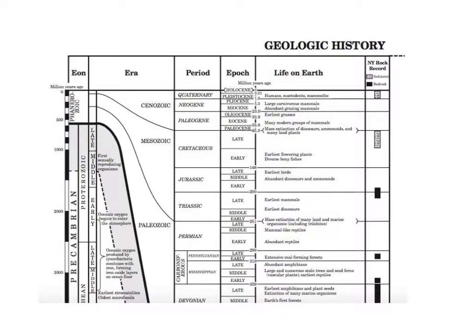The last column on page 8 is the New York rock record. This shows us when the rocks were deposited in New York State. For example, rocks were deposited here during the Pennsylvanian time period. Sometimes we call it the Carboniferous time period. We can also see that not only is it showing us where bedrock is, it's also showing us where the sediment is located, or at least when that sediment was deposited in New York State.